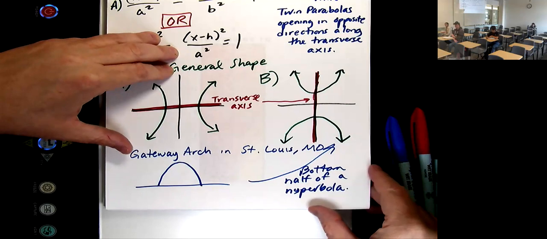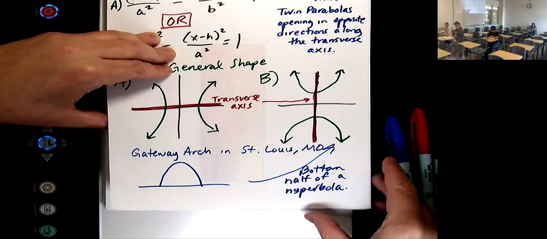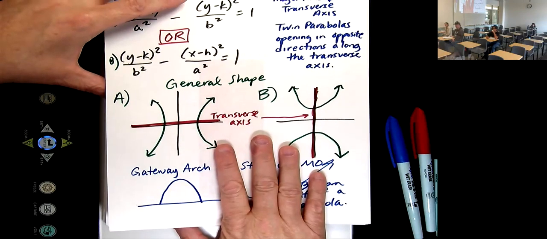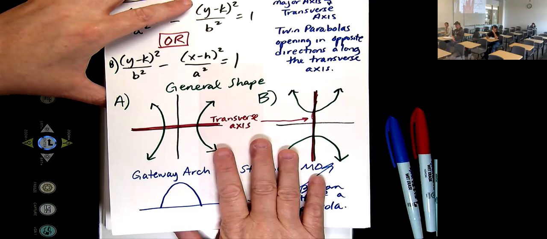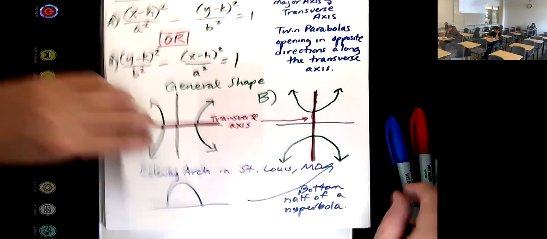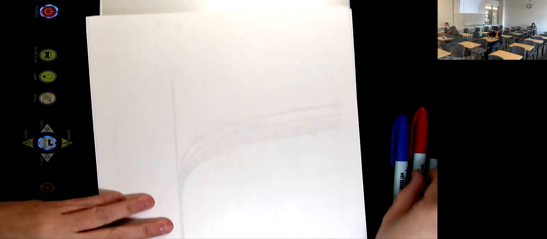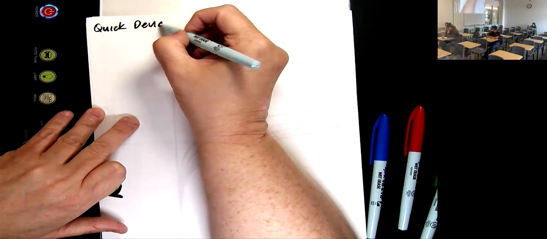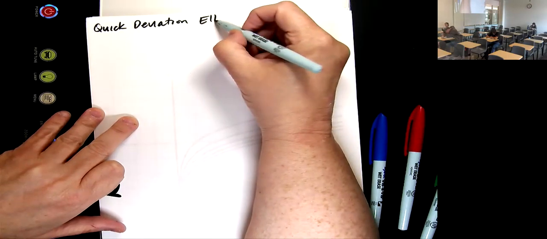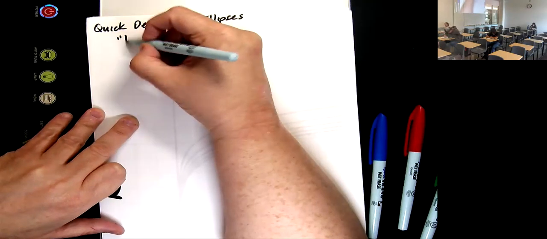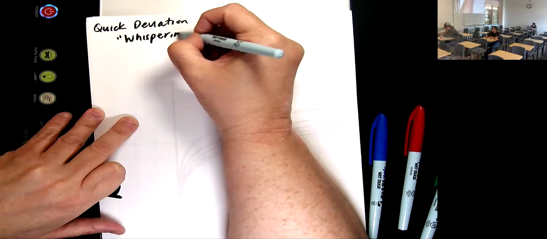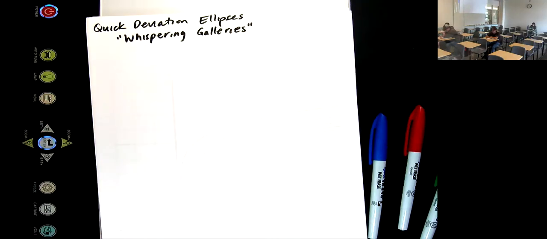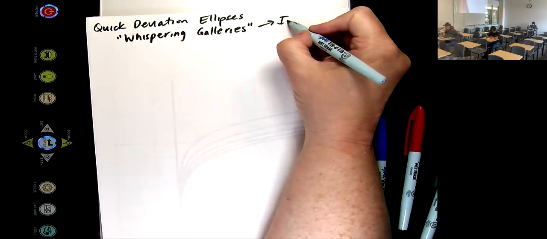I didn't tell you guys the other fun thing that ellipses do. So ellipses, the foci on ellipses, look up Whispering Gallery later on. Quick deviation for ellipses. Look up Whispering Galleries. Independence Hall in Philadelphia has one.